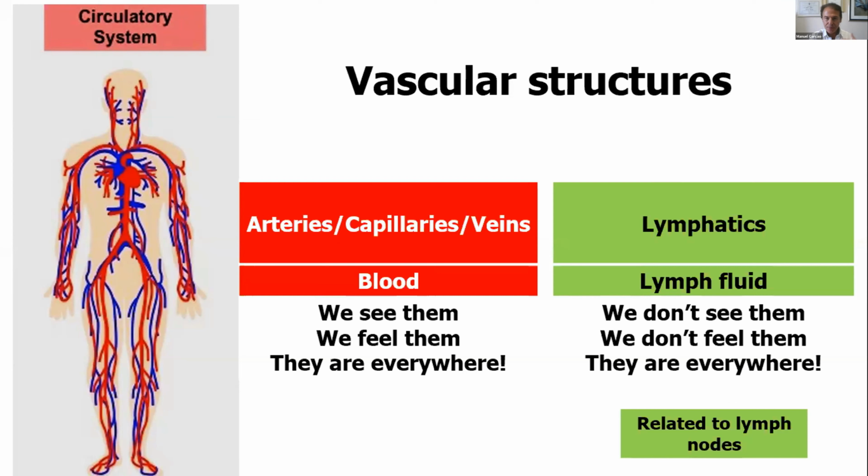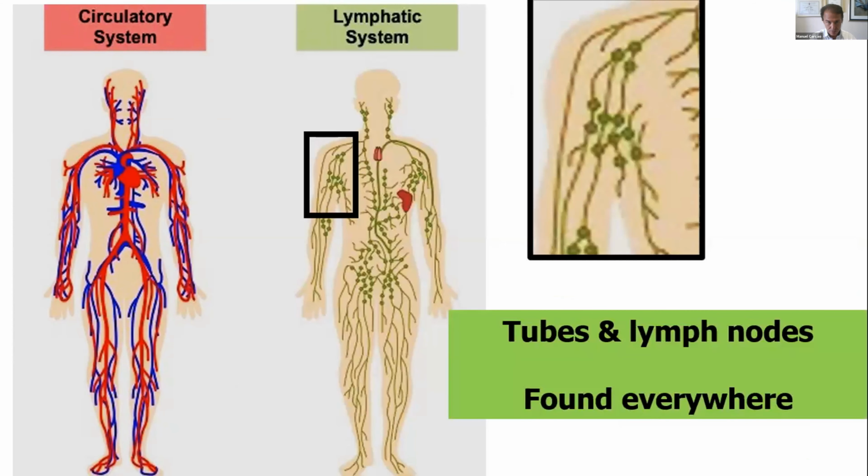And the reason is that you don't see lymphatics. You can't look at your hand and see lymphatics. You won't see them. We don't feel lymphatics. There's no pulse in them. But despite that, they're everywhere. Wherever you have arteries, capillaries, and veins, essentially you have lymphatics. But everybody has kind of heard the word lymph nodes. So I think most people would think, are lymph nodes related to lymphatics? And the answer is yes, they are related. There is a relationship between them, which I will describe.